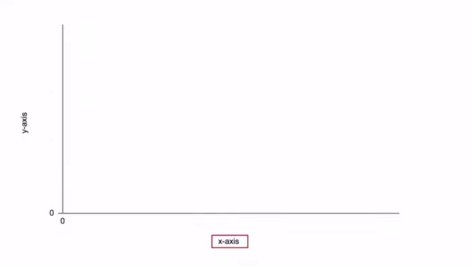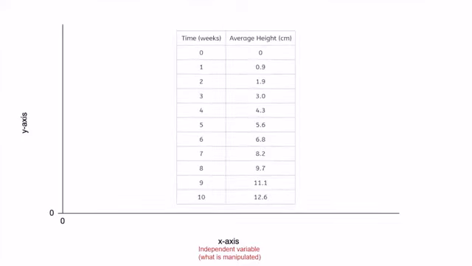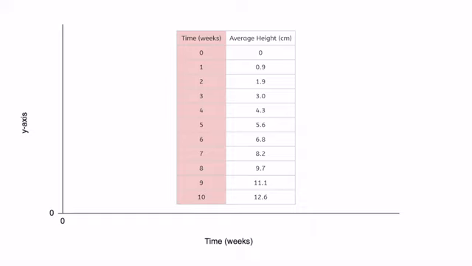The x-axis is home to our independent variable, or the variable we have the independence to manipulate or change. Looking at our data, we had control over when we measured the strawberry plants, so we'll label the x-axis time, making sure to include the unit of measurement as well.